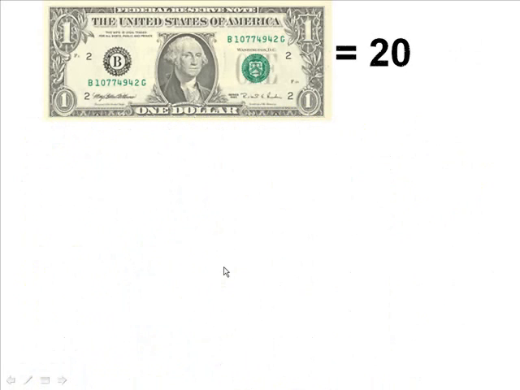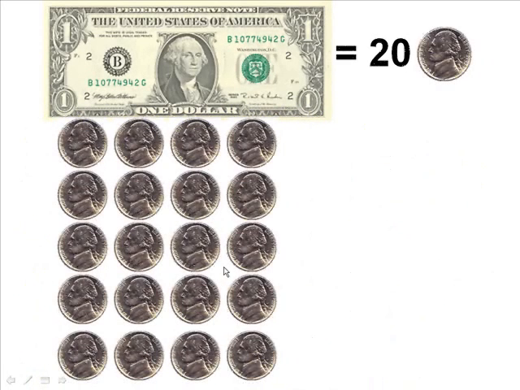We also know that a dollar is equal to 20 nickels. Again, we have this whole represented by 20 nickels, and each nickel represents a part. In this case, 1 nickel is 1 in 20. So 1 is the part, and this single nickel is a part, and this whole set of 20 nickels is the whole.